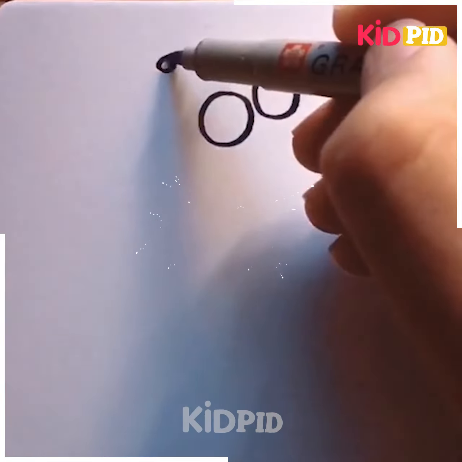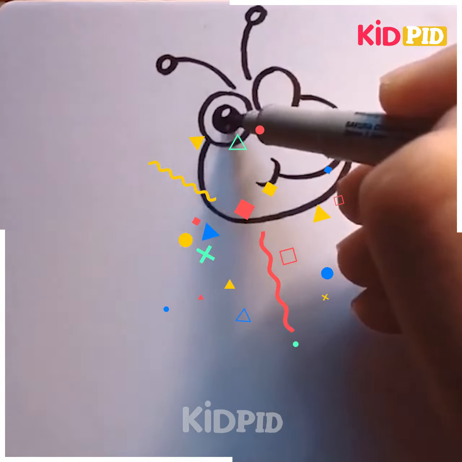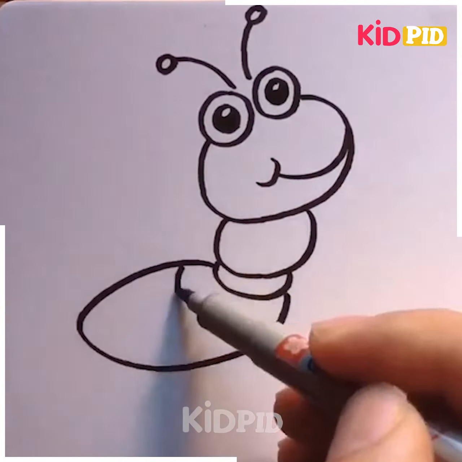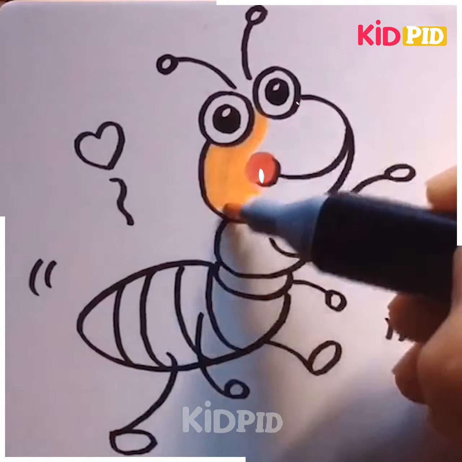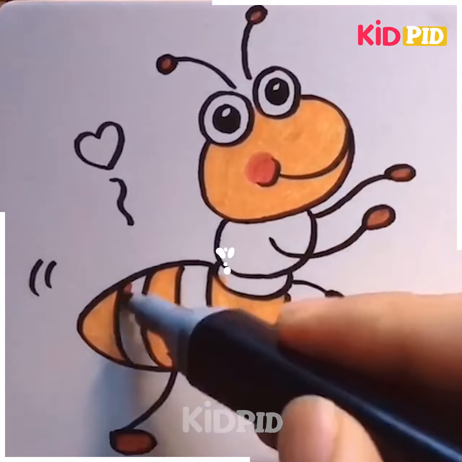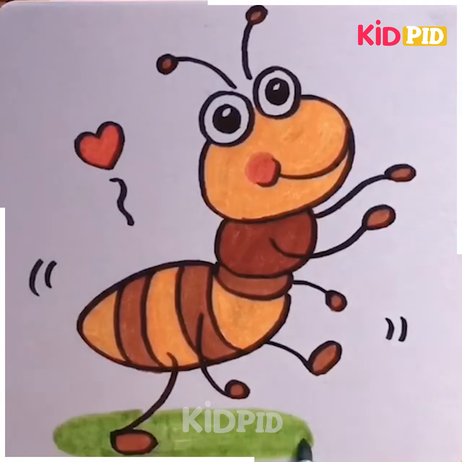In this video, we will learn how to draw an ant with the help of two circles, the face and some ovals and 6 legs. Now we'll color it with yellow, brown and green.